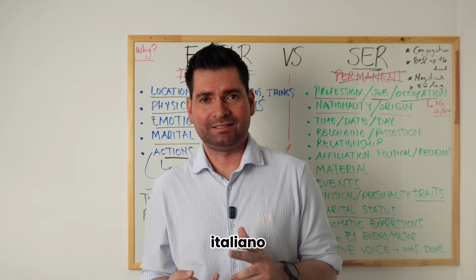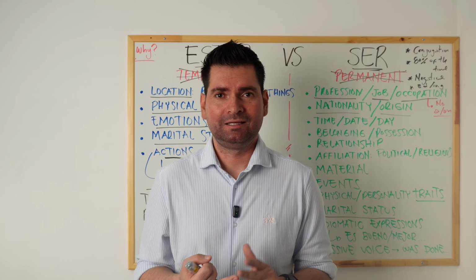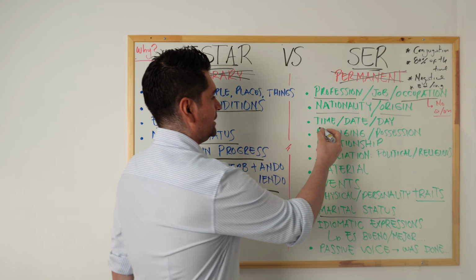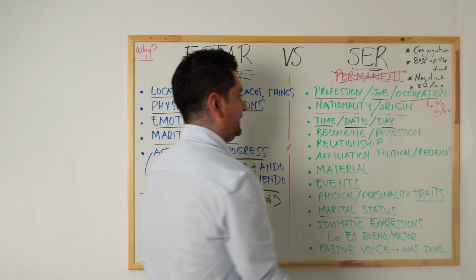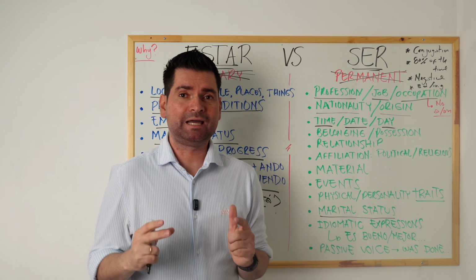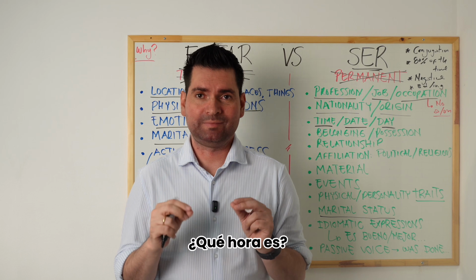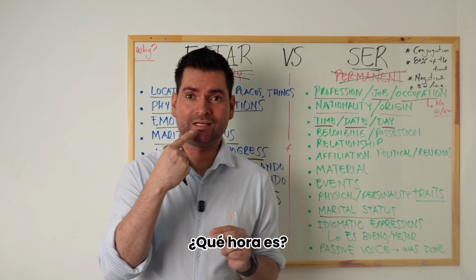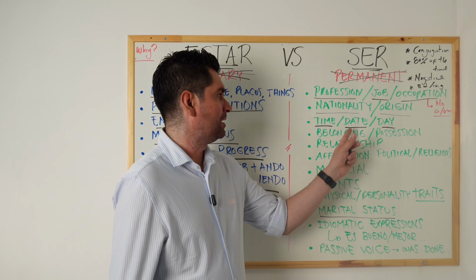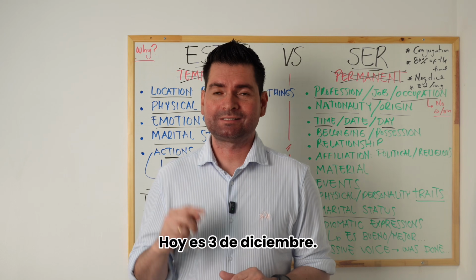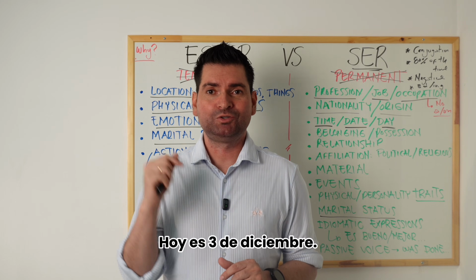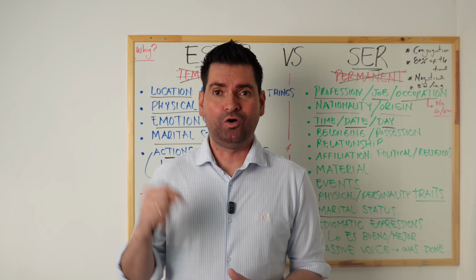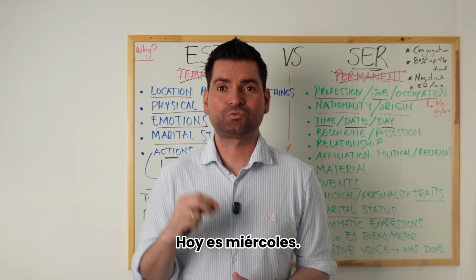Italiano, Italian. Canadian, Canadiense. Español, Spanish from Spain, etc. Let's continue. Time, date, and day. Time. The question about time is, ¿qué hora es? What time is it? ¿Qué hora es? Pay attention to the pronunciation. ¿Qué hora es? Date. Hoy es 3 de diciembre. Today is December 3rd. Day, día. Hoy es miércoles. Today is Wednesday.